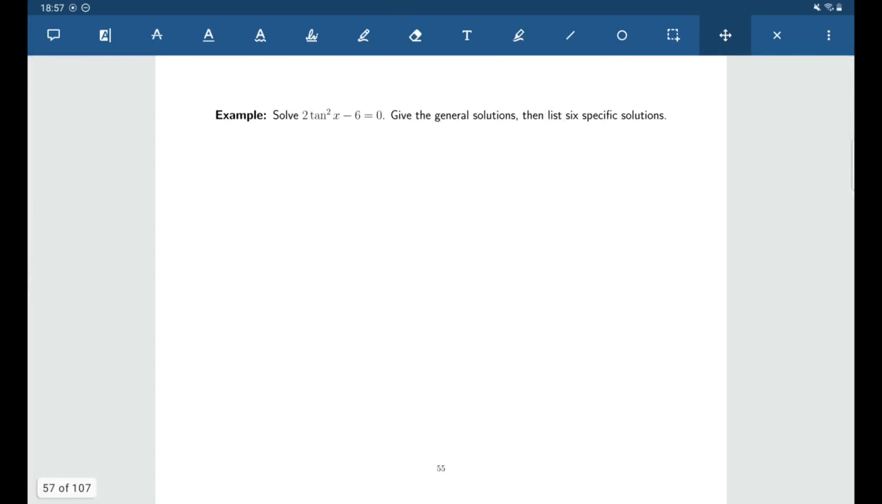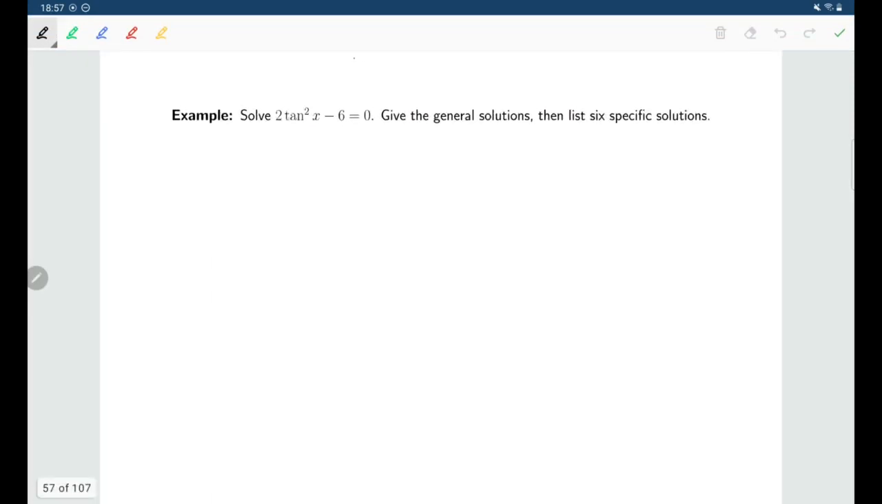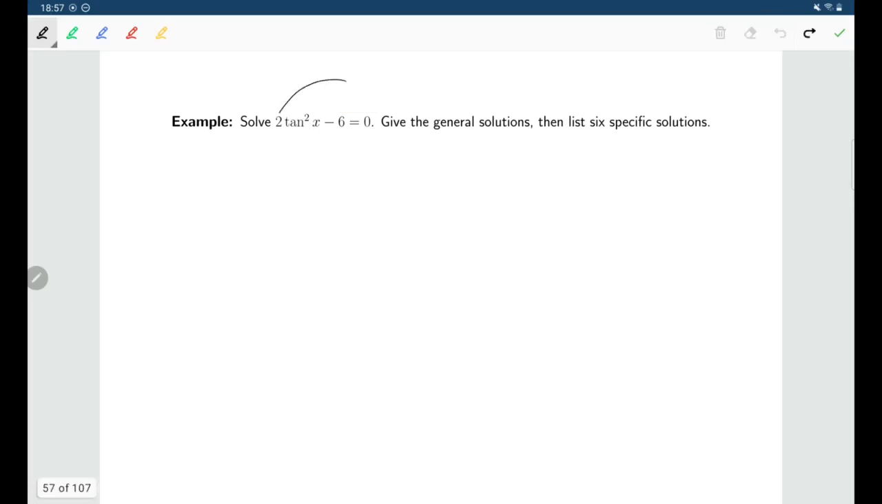Okay, so here we're looking at another solution to a tangent problem: 2 tangent squared x minus 6 equals 0. If you were to rewrite this and isolate your tangent function, first bringing the 6 to the other side and then dividing everybody by 2, you would find that tangent squared x is equal to 3. And if tangent squared is equal to 3, then that means tangent should be plus or minus the root of 3.